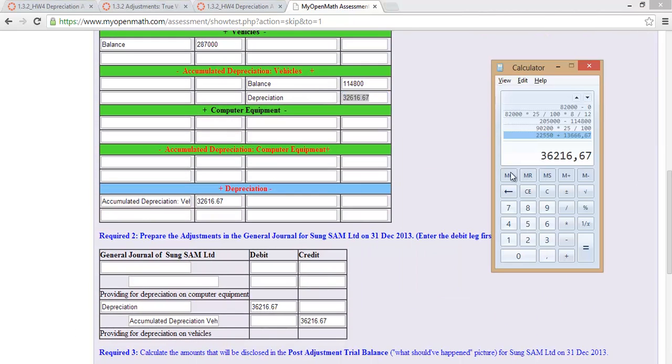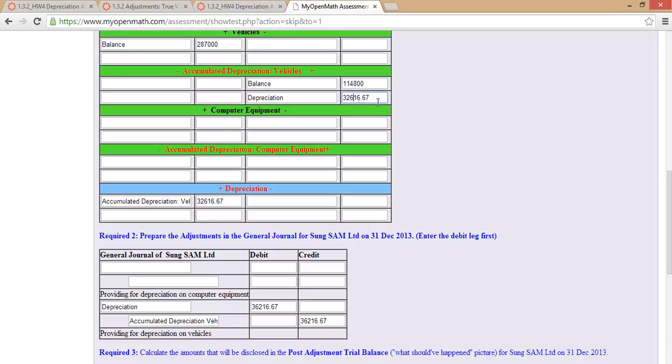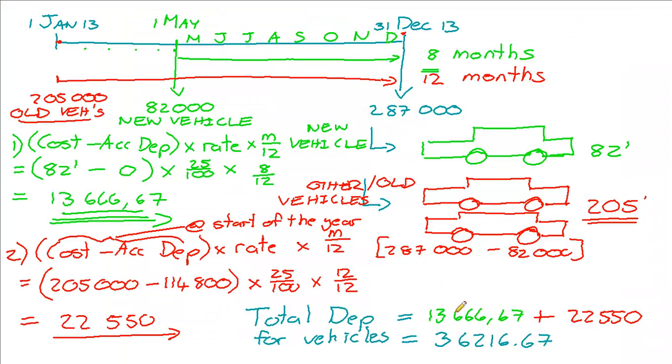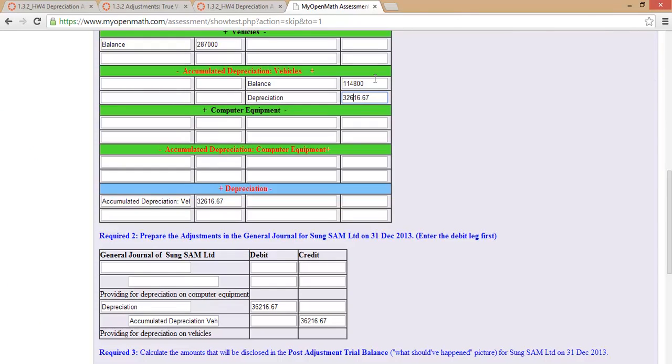So if we calculate that, 114,800 plus my 32,616.67 gives me, is that correct? 114,800 plus 30. Let me have a look here quickly. Yes, we seem to have made a little transposing error here. So the depreciation amount here was not 32,616, but it was 36,216. So let's just fix that. 36,216 and 36,216. Remember to check yourself, in case something like that happens.